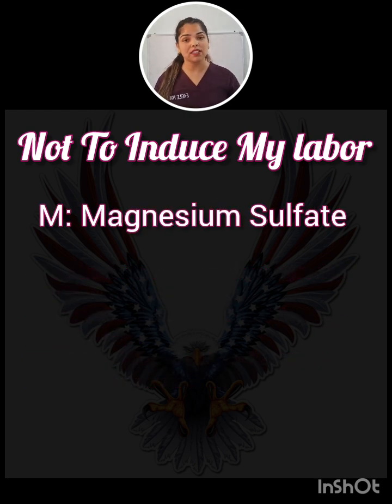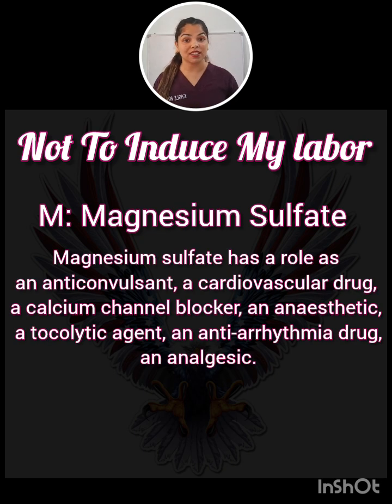Okay, now the last drug under tocolytic agents, from not to induce my labor, is M, which stands for magnesium sulfate. Magnesium sulfate is a very important drug. Magnesium sulfate is used as an antidote for calcium gluconate, as this will also block the flow of calcium to the muscle tissue, hence will suppress the contraction. It has an effect on heart muscles also, and on the other body muscles including the uterus. This is how it will suppress the uterine contraction.